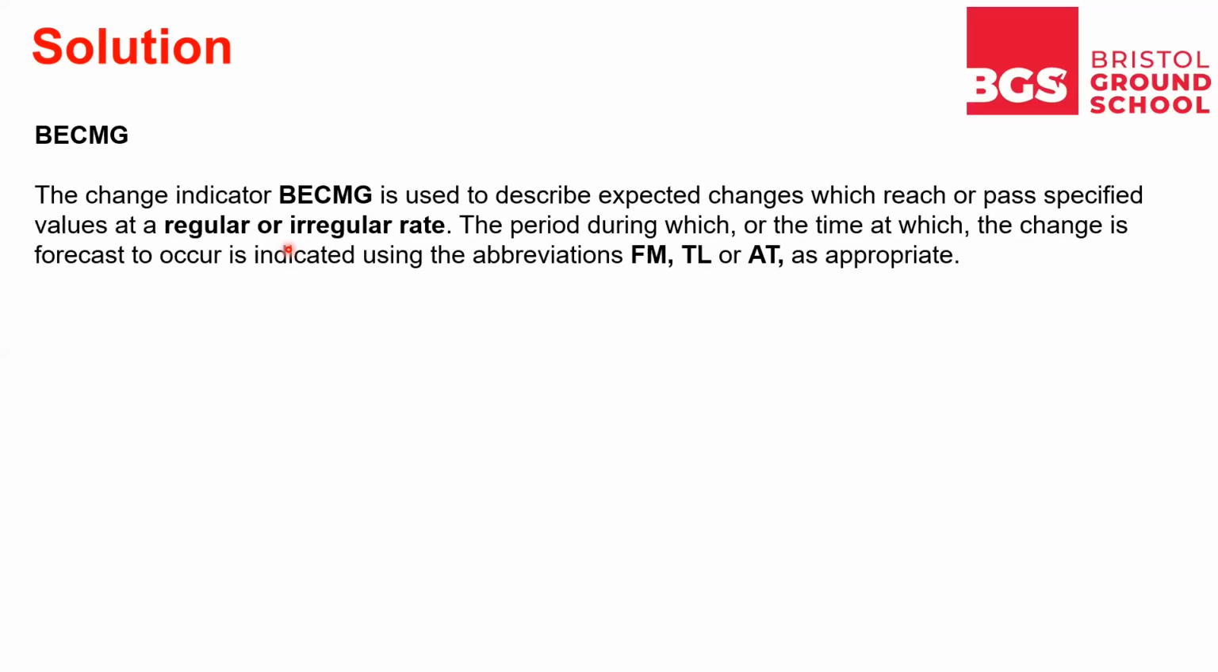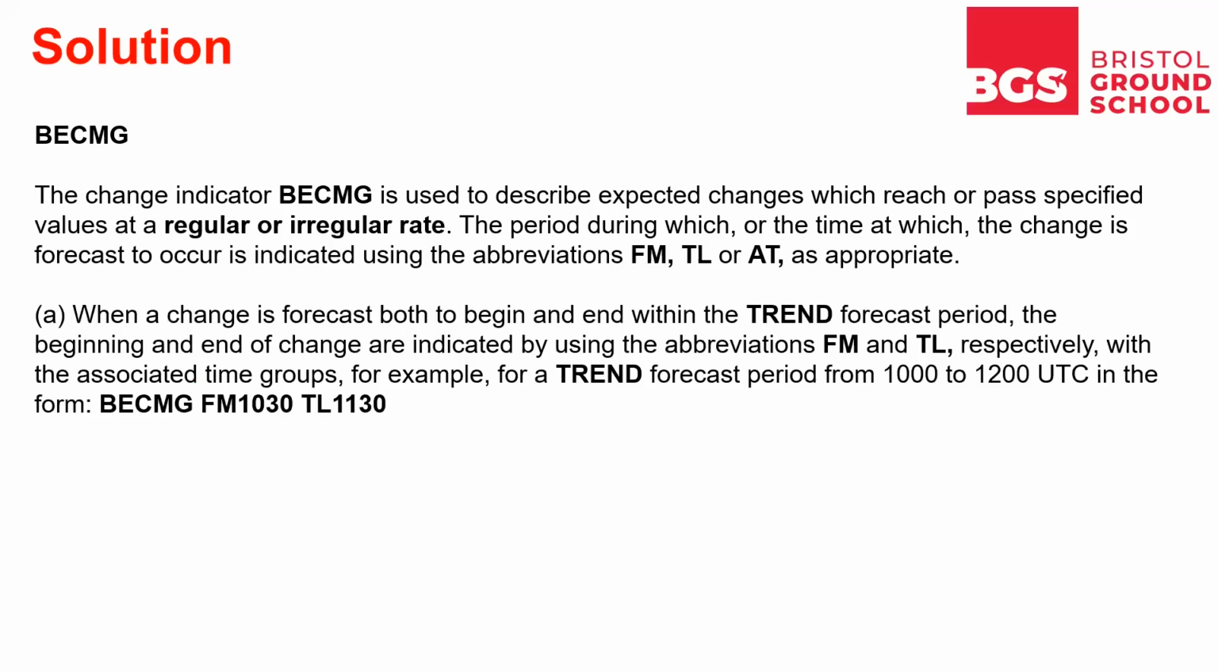But by the end of the period, or by the designator from, till, or at, the new conditions will be there. The period during which, or the time at which, the change is forecast to occur is indicated by the abbreviations after becoming: from, till (TL), or at. When the change is forecast to begin and end within the trend forecast, they use both from and till. So you'll see becoming from 10:30 till 11:30, and then the new conditions after that.